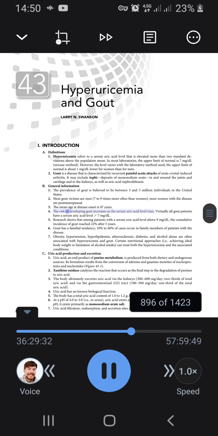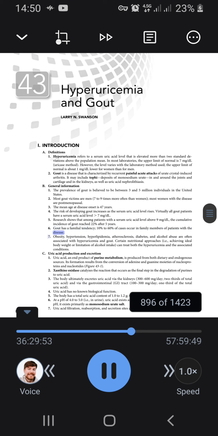4. The risk of developing gout increases as the serum uric acid level rises. Virtually all gout patients have a serum uric acid level above 7 mg/dL. 5. Research shows that among patients with a serum uric acid level above 9 mg/dL, the cumulative incidence of gout reached 22% after 5 years. 6. Gout has a familial tendency. 10% to 60% of cases occur in family members of patients with the disease.